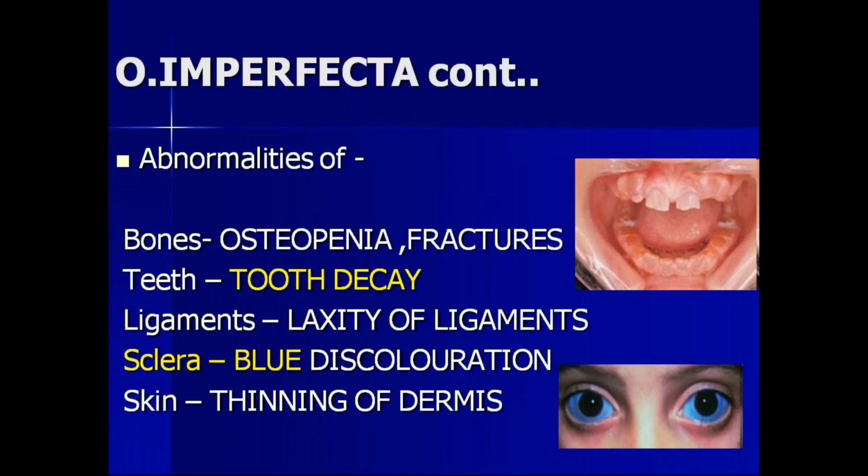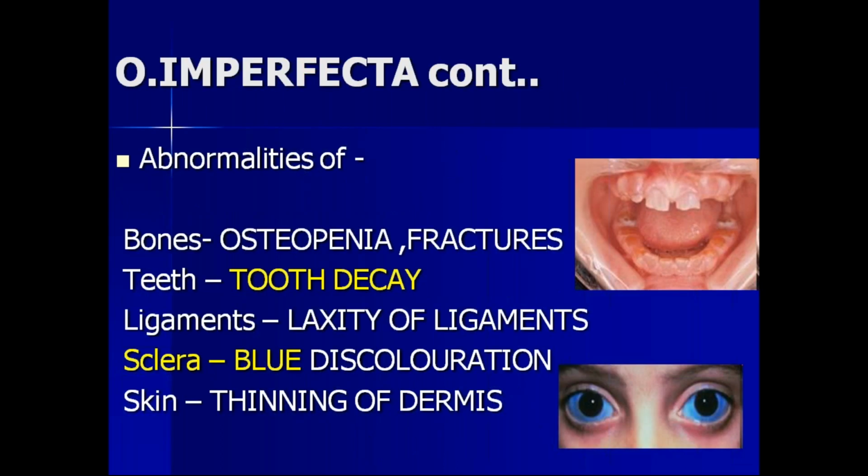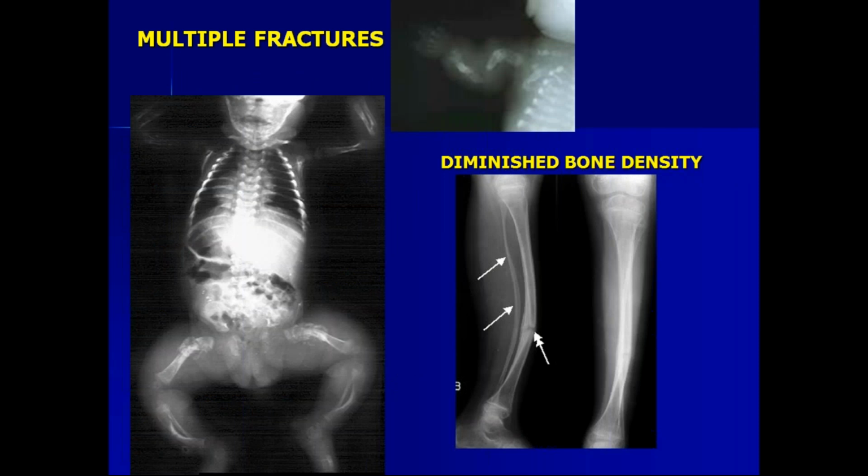So again, I'll brief the osteogenesis imperfecta, brittle bone disease. The defect is collagen type 1. You can have other symptoms like bluish discoloration of eyes, dentinogenesis imperfecta, laxity of ligaments, and thinning of the skin. They present to the orthopedic OPD with multiple fractures or deformities due to old multiple fractures which have healed with malunion. So they have difficulty in walking due to multiple fractures and deformity.